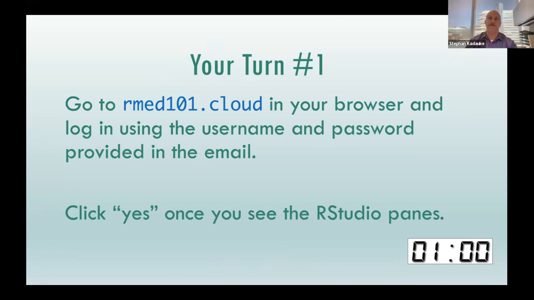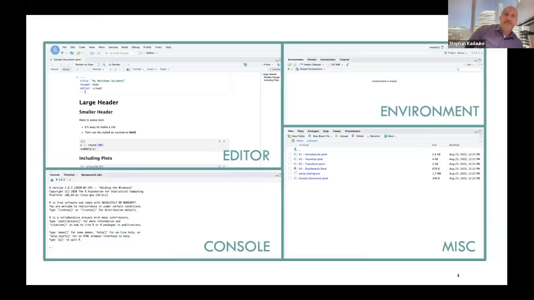All right, great. Okay, so here's what the RStudio window looks like. On the top left is the editor. This is where we enter our code. On the top right is the environment, and the environment allows us to look at data that's been loaded into R. Interacting with data in the environment tab provides some of the functionality that you may be familiar with from working with point-and-click tools like Excel.